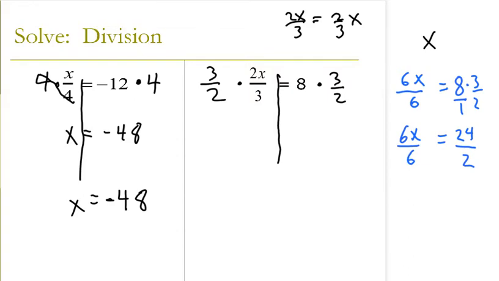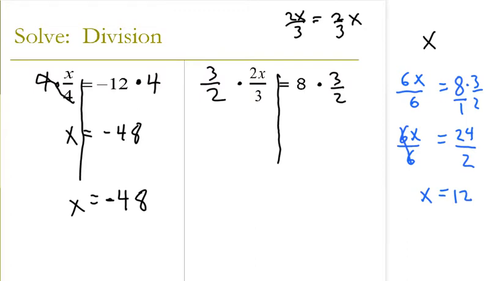Think about what happened in the previous examples. These 6's would undo each other. That leaves us with just x over here, and 24 divided by 2 gives us 12. So we end up with 12 as our answer.